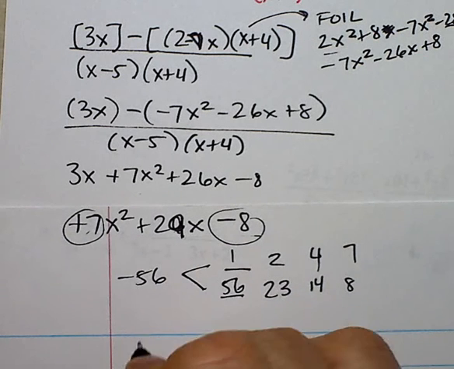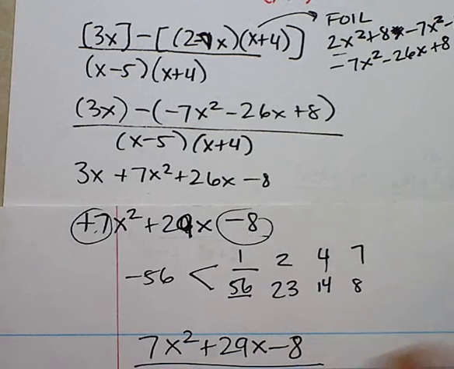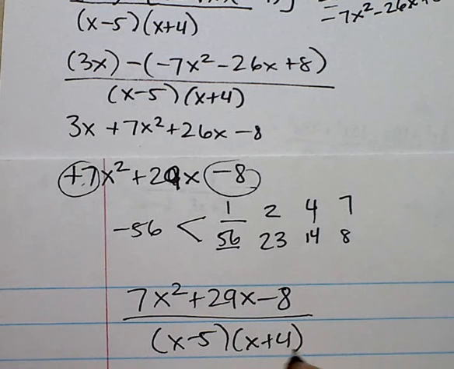So on top, you have 7x squared plus 29x minus 8 over the common denominator of x minus 5 and x plus 4. That is your final answer.